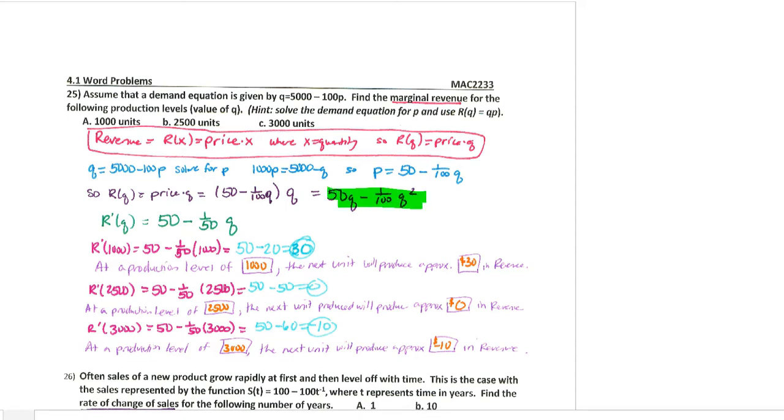Here's my revenue function that we found on the other page. Here's my derivative of my revenue function. Once I did that, I'm just evaluating at it, and it says at a production level of blank, the next unit will produce approximately blank in revenue. Because remember, it's always the next unit that we're talking about for that piece. And again, this whole page right here is nicely printed out in the Canvas shell.